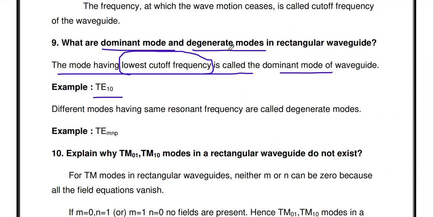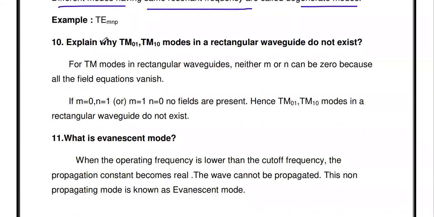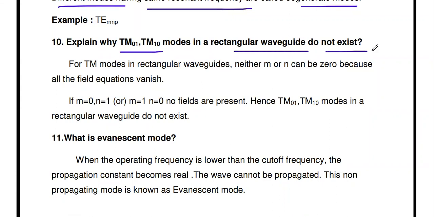Then what is a degenerate mode? A degenerate mode is nothing but different modes having the same resonant frequency. Different modes having the same resonant frequency are called degenerate modes. So this is the difference between dominant mode and degenerate mode. And the next question: explain why TM01 and TM10 modes in a rectangular waveguide do not exist.